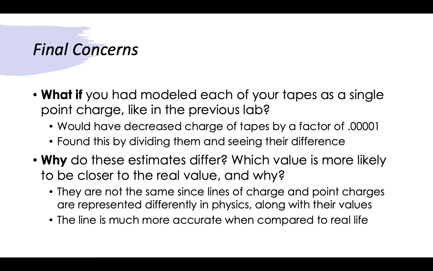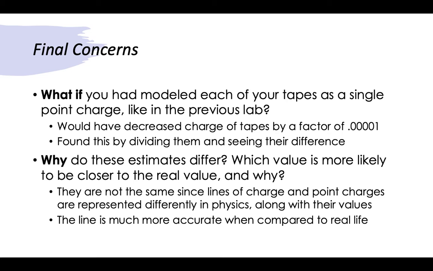This brings us to the final questions of the lab. So what if you had modeled each of your tapes as a single point charge, like in the previous lab? This would have decreased the charge of the tapes by a factor of 1 times 10 to the negative fifth. We have found this factor by dividing them and seeing their differences. Since the original charge, when treating it as a point charge, was times 10 to the negative ninth, and this is the same thing times 10 to the negative fourth, we have now found that there is this factor that increases it.